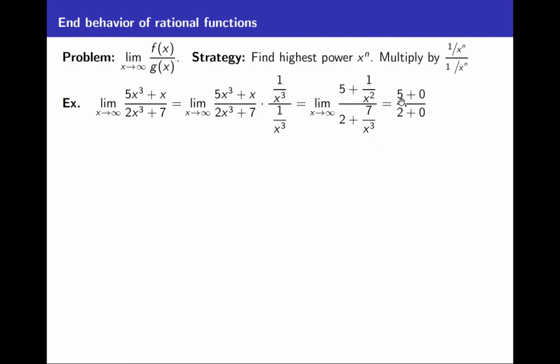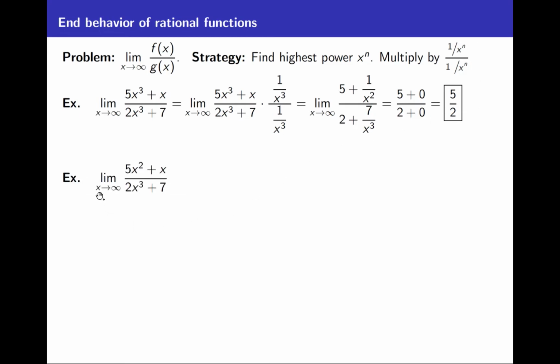So this limit is 5 plus 0 divided by 2 plus 0, because these fractions both turn into zeros. And we get an answer of 5 halves. So here, for this function, the line y equals 5/2 would be a horizontal asymptote. But the point is, we were able to evaluate this limit as x goes to infinity of a rational function by this trick, multiplying by 1 in this form. Let's try another one.